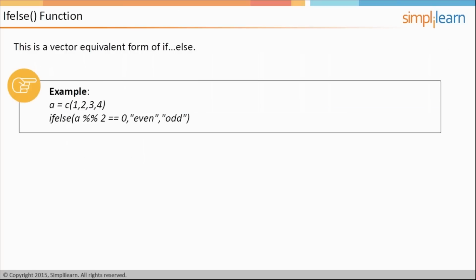Here's another way that you can use an if-else statement, which is a vectorized form. In this case, what we've done is we've assigned this variable a combination of these numerics, 1, 2, 3, and 4. That's what the C says, is to combine these numbers, 1, 2, 3, and 4. We then use an if-else, and we divide a by 2, and this little command here says if a divided by 2 is exactly equal to 0, then you're going to print even, else print odd.